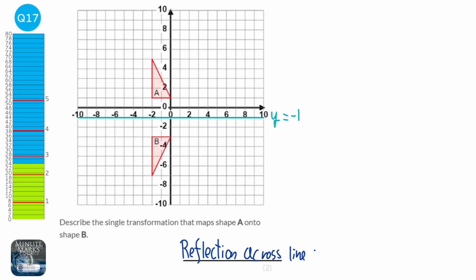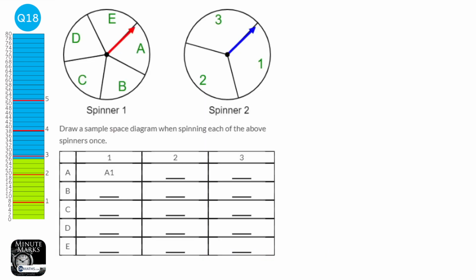A sample space diagram is basically a diagram that shows all the outcomes. We've got the outcomes from spinner 2 at the top, so either 1, 2 or 3, and we've got the outcomes from spinner 1 down the side, so A, B, C, D or E. And we're just writing down all the combinations.